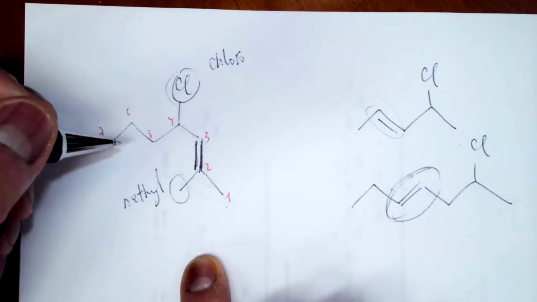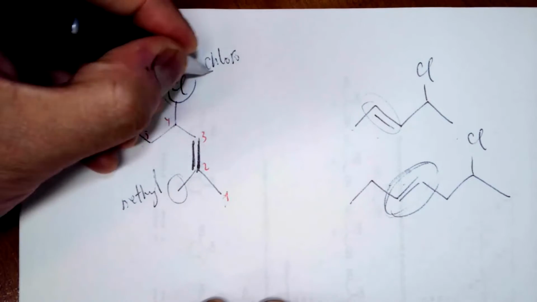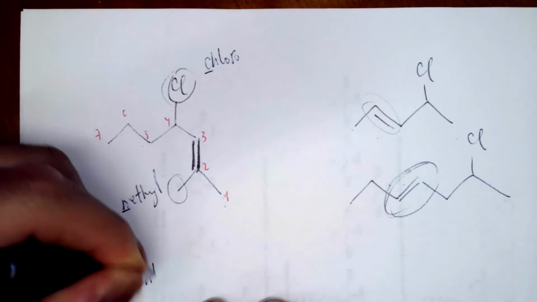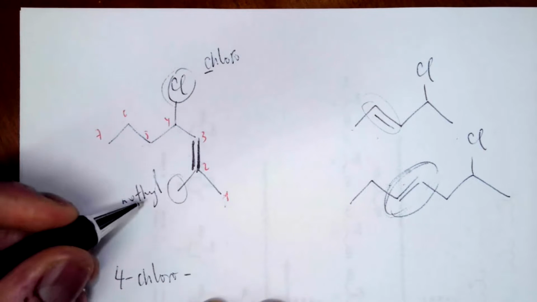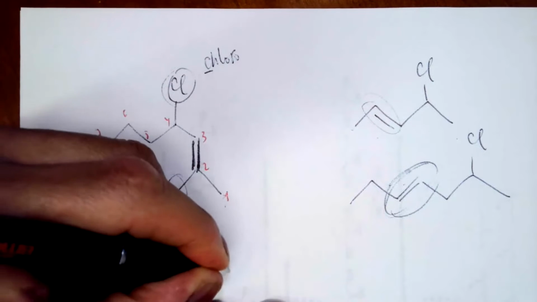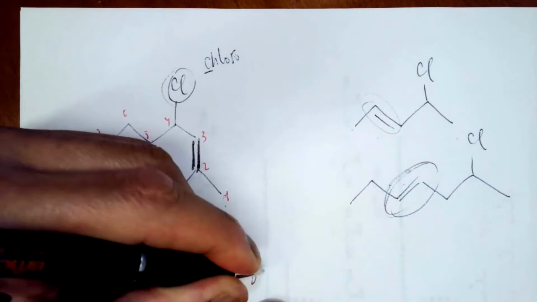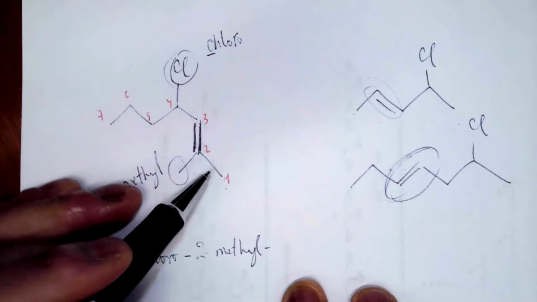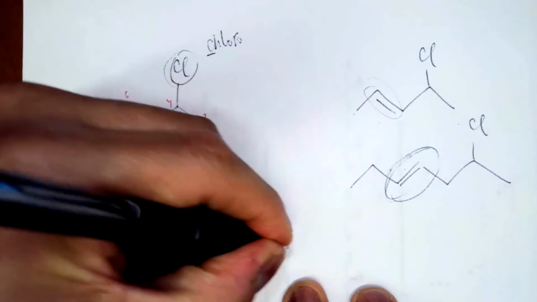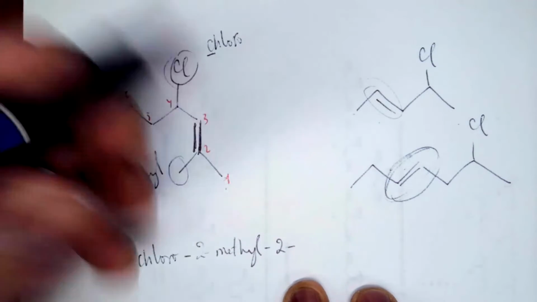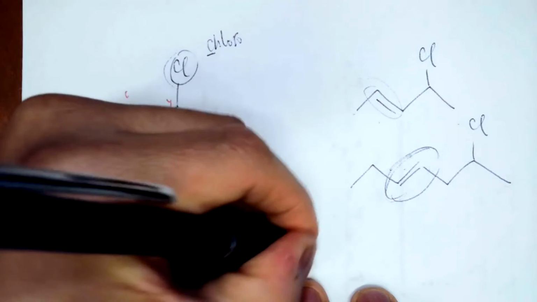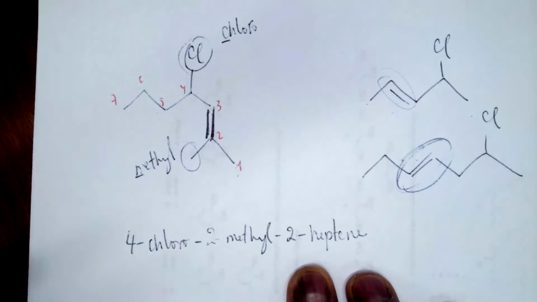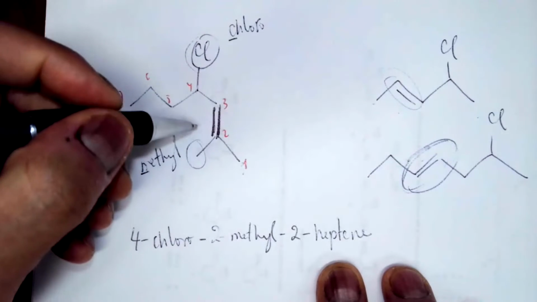Okay, so substituents: chloro by alphabet goes before methyl, 4 chloro, 2 methyl. Then what comes? The alkene. Then comes the name of the alkene. The alkene is on carbon number 2, and it has 7 carbons, so 2 heptene. The name is 4 chloro, 2 methyl, 2 heptene.